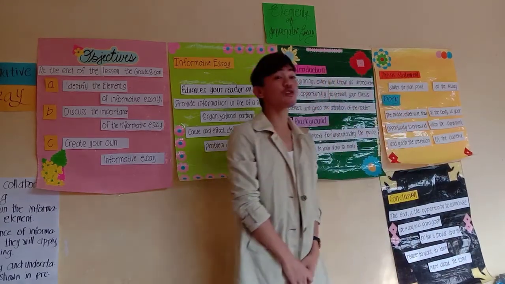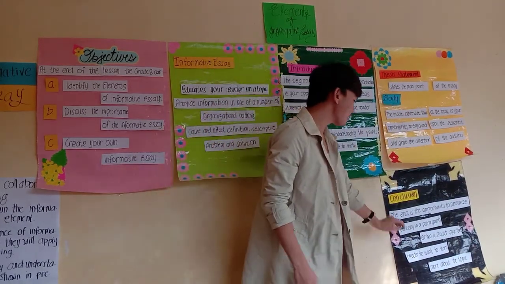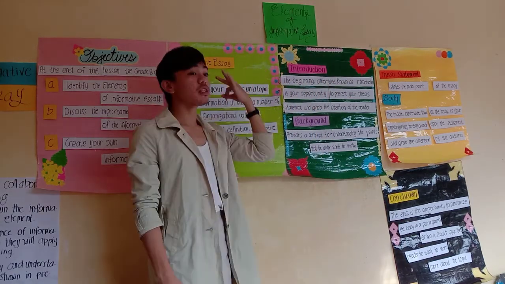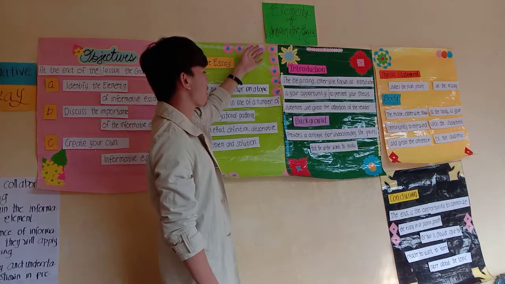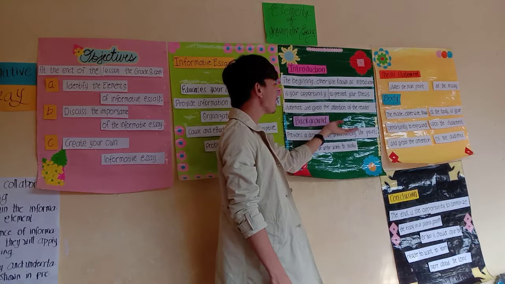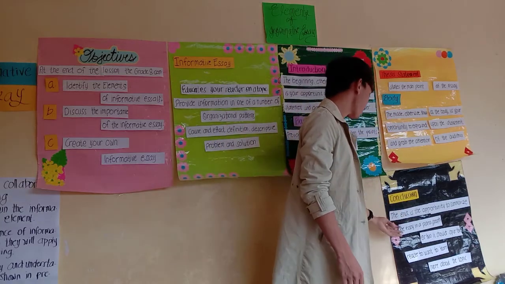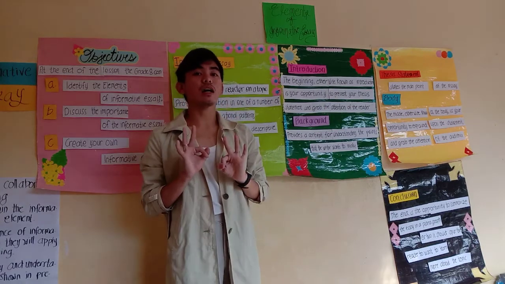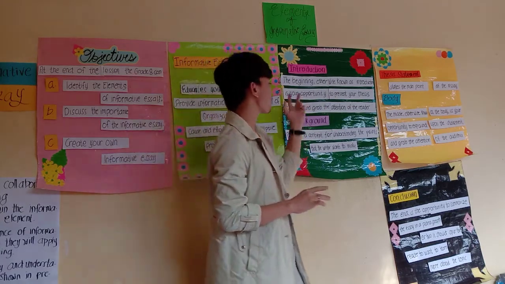From the word conclusion, conclude. So this is the end. Actually, in this informative essay, we have only three major parts: the introduction, the body, and the conclusion, which is the beginning, the middle, and the end. So it's supposed to be only three paragraphs in your informative essay.